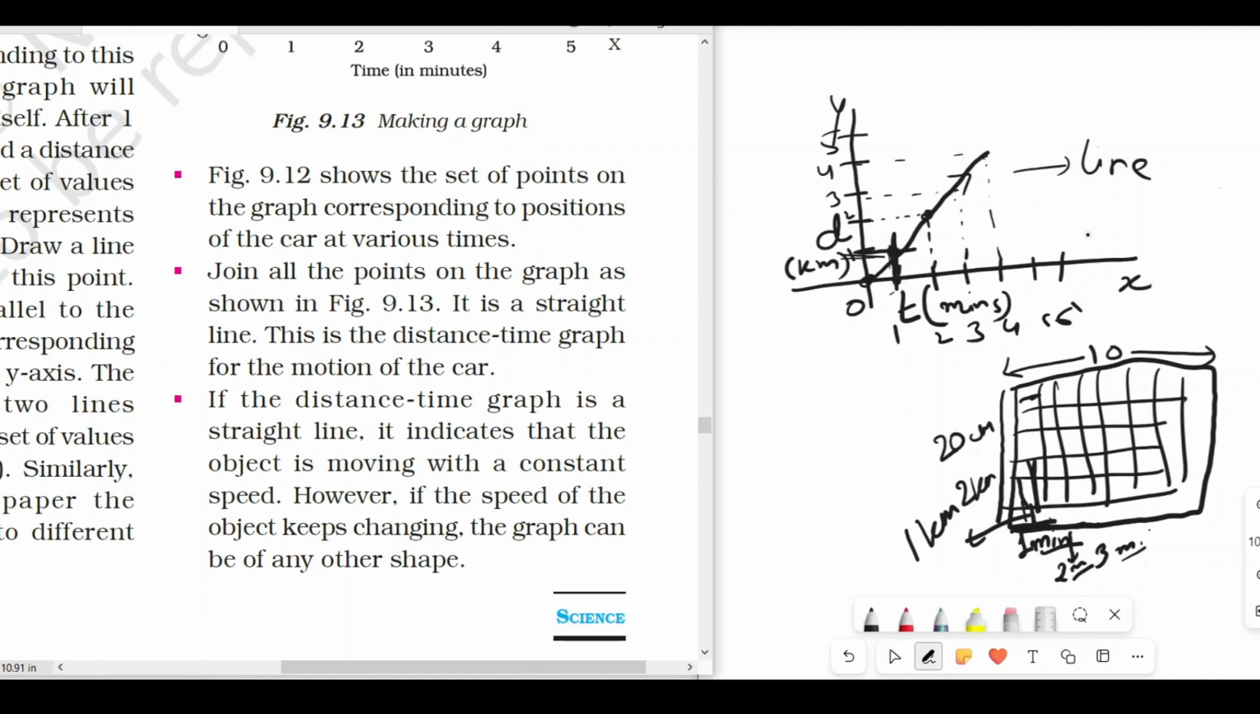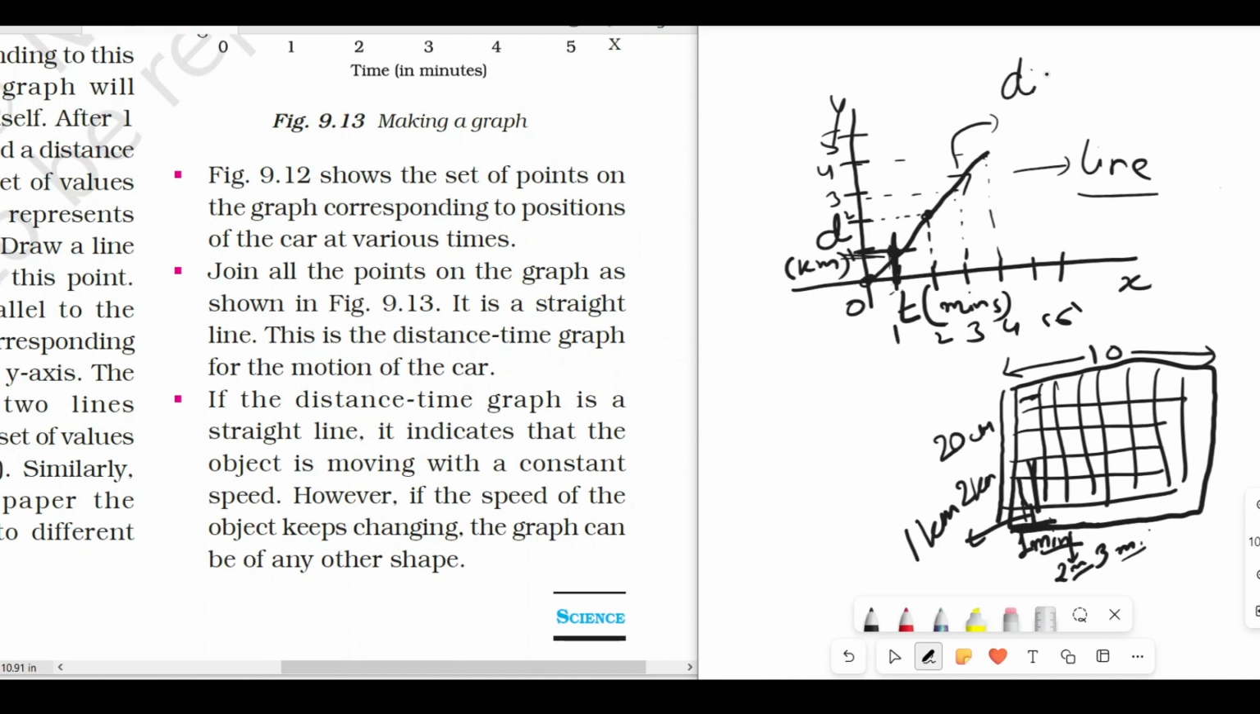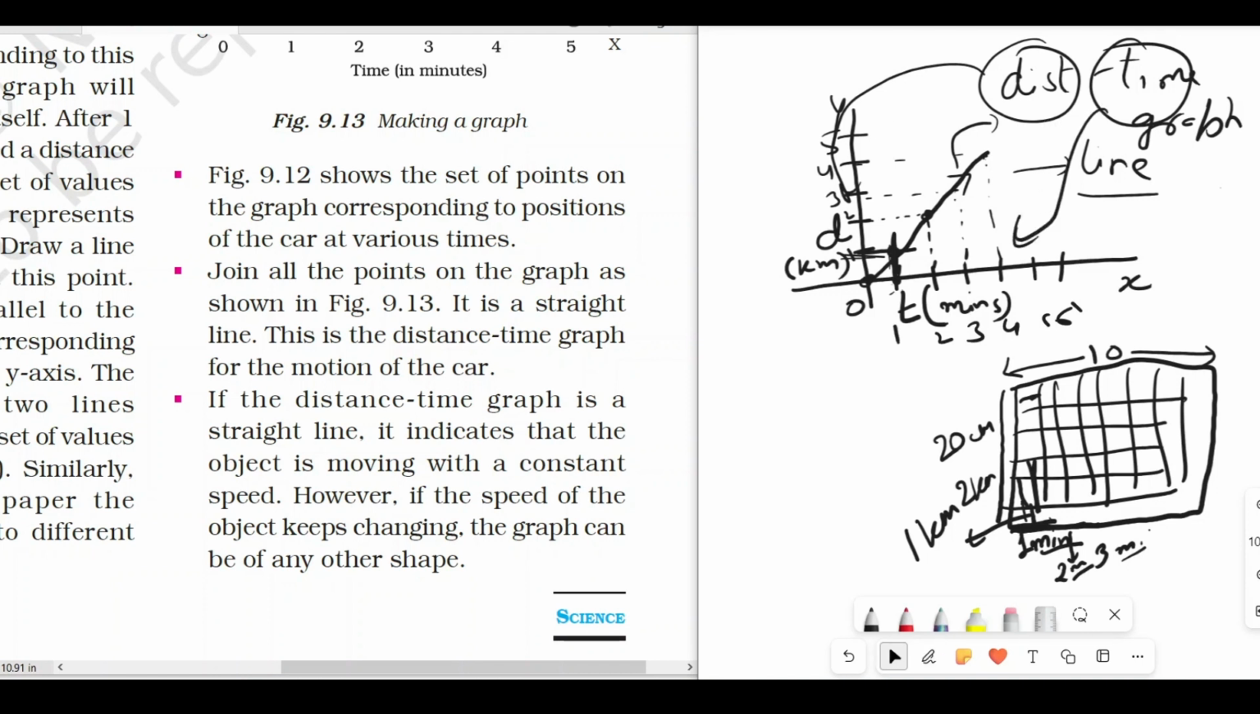तो हम वही बोल रहे थे कि this is a line graph with a straight line. And what is this graph called? It's called the distance time graph. Why distance time graph? Because the axes here are represented by distance and by time. Okay, so I think this is clear. If the distance time graph is a straight line, it indicates that the object is moving with a constant speed. However, if the speed of the object keeps changing, the graph can be of any other shape.